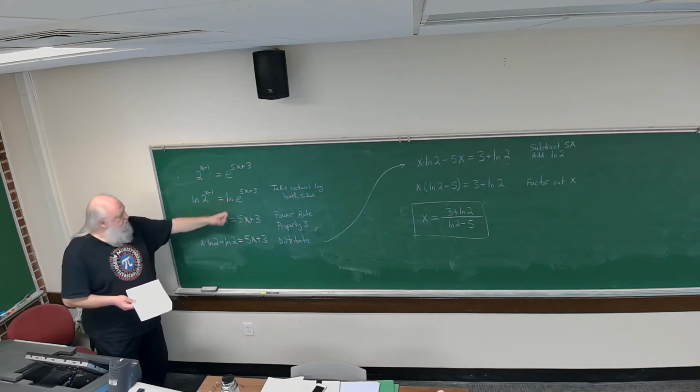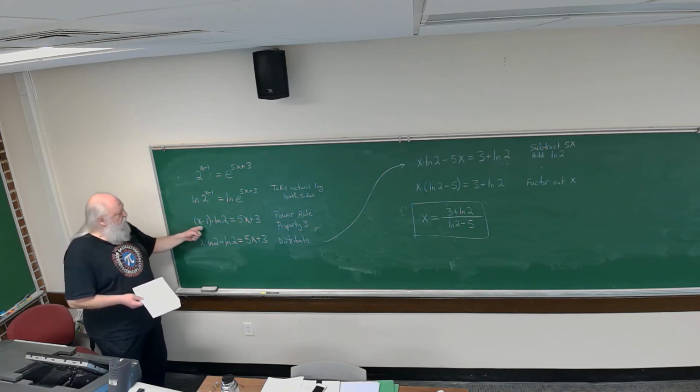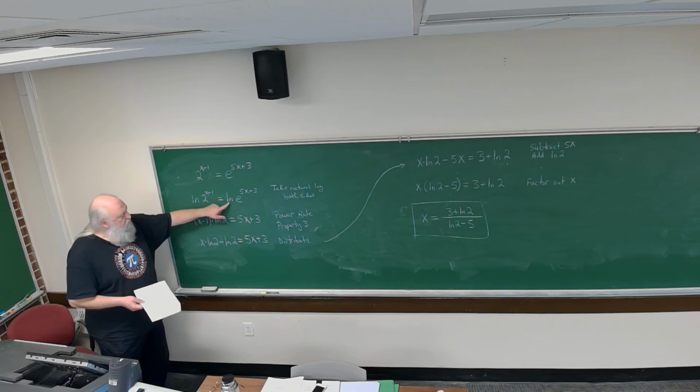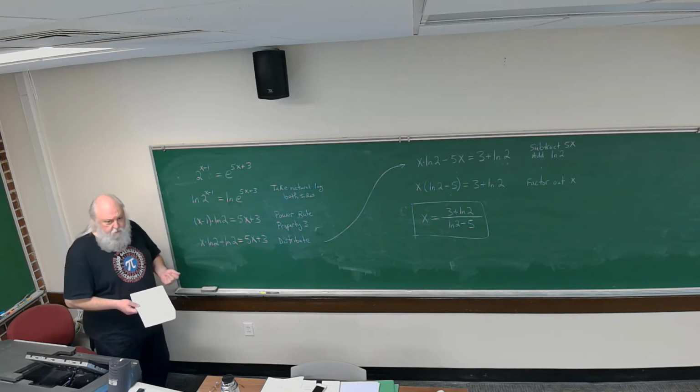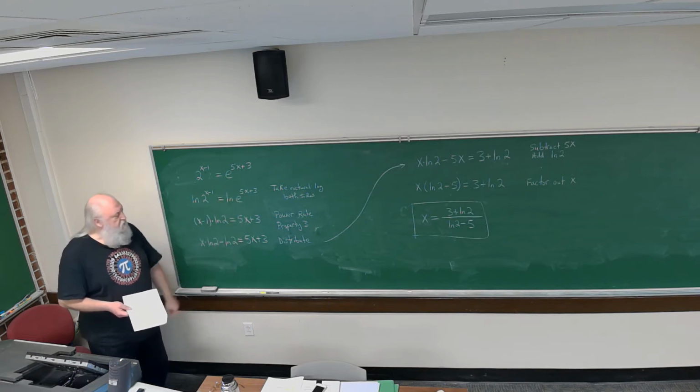After doing that, we can now apply the power rule to the left-hand side. We can bring this exponent x minus 1 on the number 2 down in front of the natural log function, and we have x minus 1 times the natural log of 2 on the left side. On the right side, we can use property 3 for the natural log function. The natural log function and the natural exponential function are inverse functions of each other, so they, in a sense, cancel or undo each other. And so the right-hand side just simplifies to this exponent, 5x plus 3.